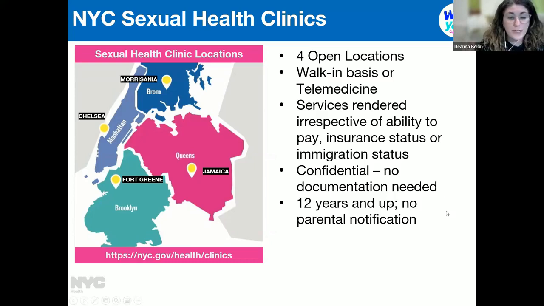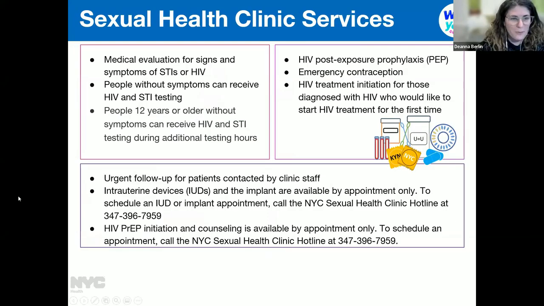And this is open to anyone ages 12 and up. So there's no parental notification needed. They can make it so that insurance doesn't say that it's from the sexual health clinics, or we can process it without insurance as well. So what can you get done at the sexual health clinics of New York City? You can get evaluation for STIs, HIV, testing, treatment, and screening.